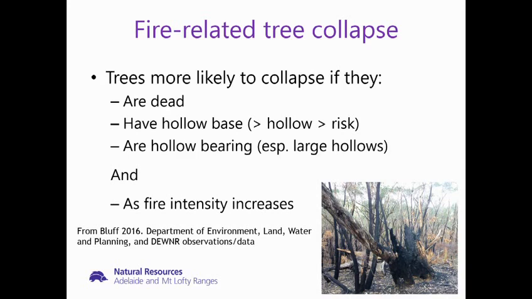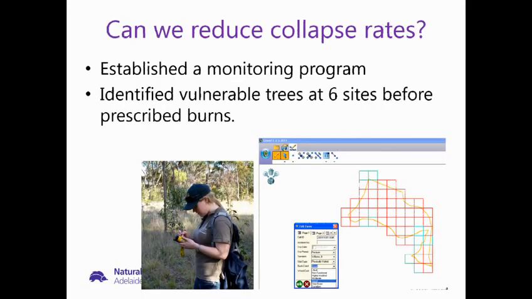Now, at the same time, or prior to us realising that Lucas was doing this work, we were recognising that we were having hollow-bearing tree collapses within our prescribed burns, and we wanted to work out what we could do about that and if we could reduce those collapse rates. So we established a monitoring program, and we identified vulnerable trees at 6 prescribed burn sites prior to those sites being burnt.